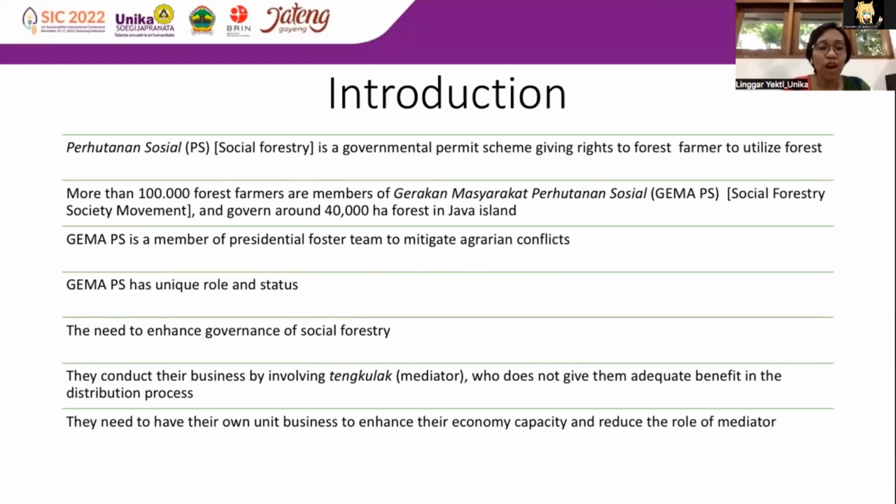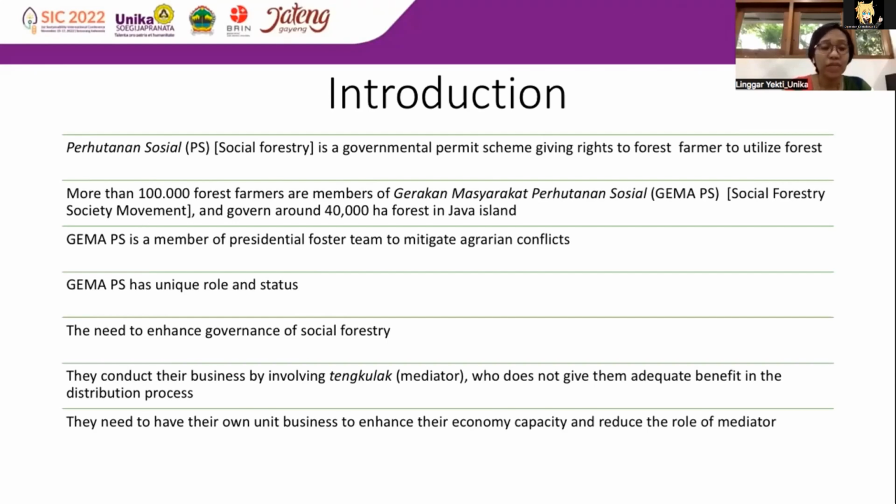KEMAPIS is one of the organizations involved in the mitigation of agrarian conflict. It governs around 40,000 hectares of forest area and has more than 100,000 members of forest farmers. KEMAPIS has a unique role and status. This organization has a close partnership with the presidential office and aims to enhance society welfare.